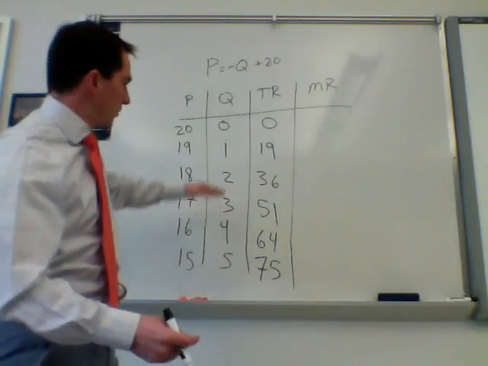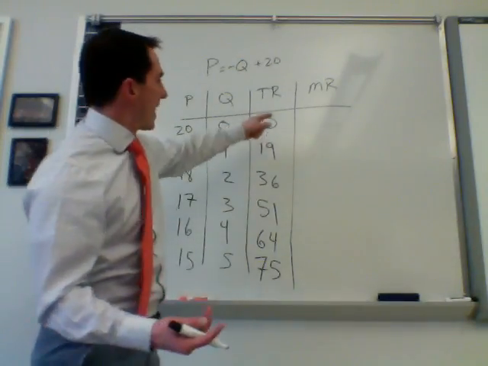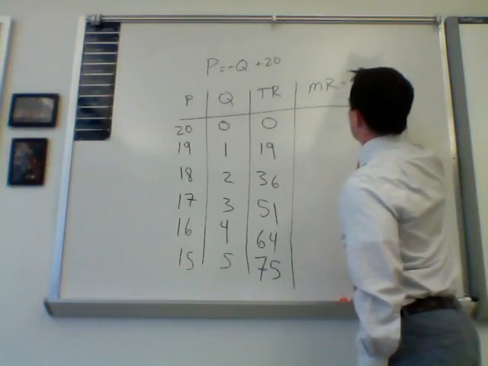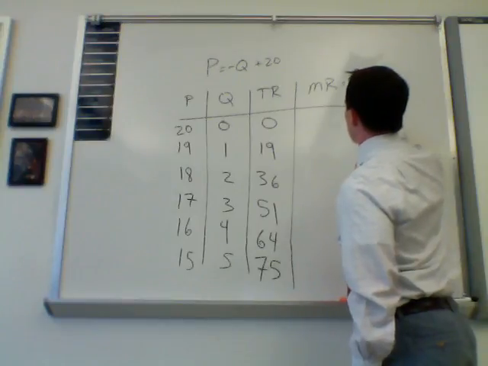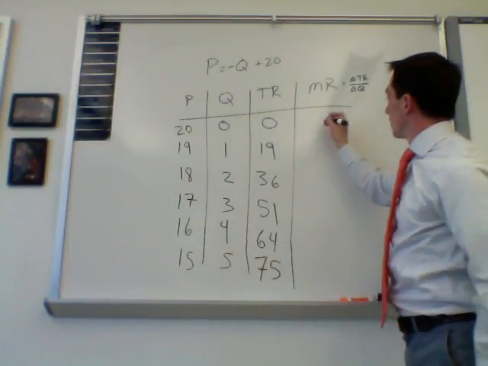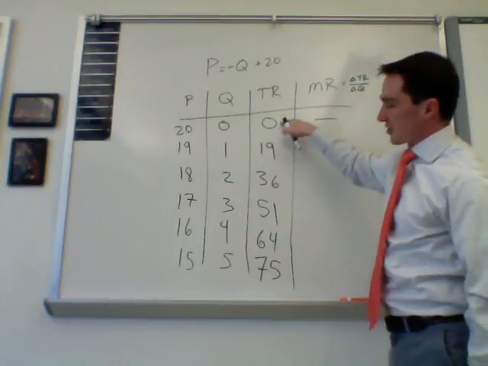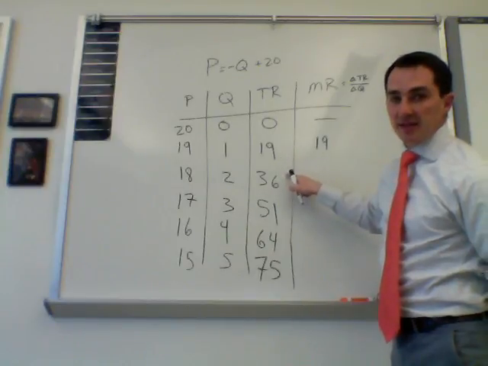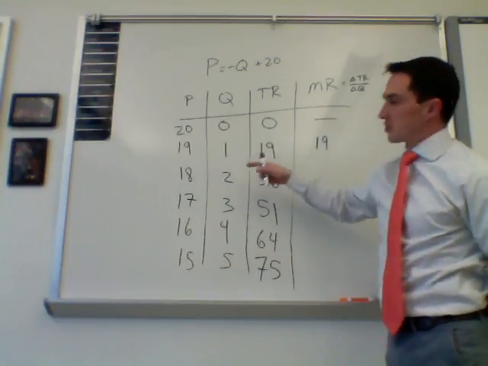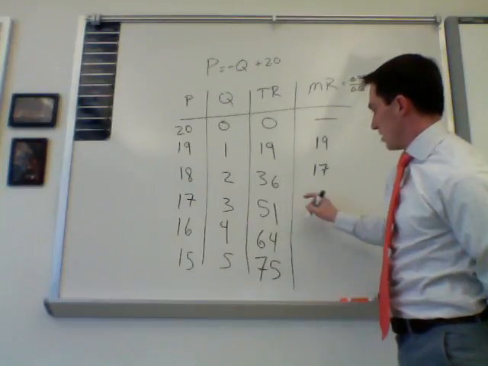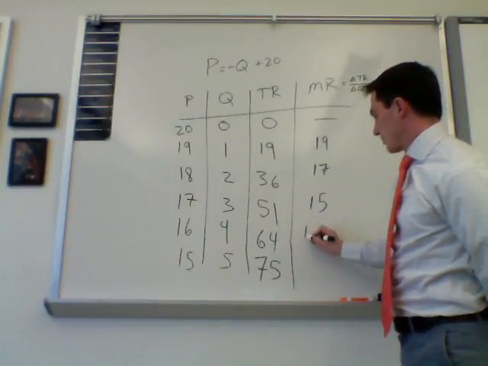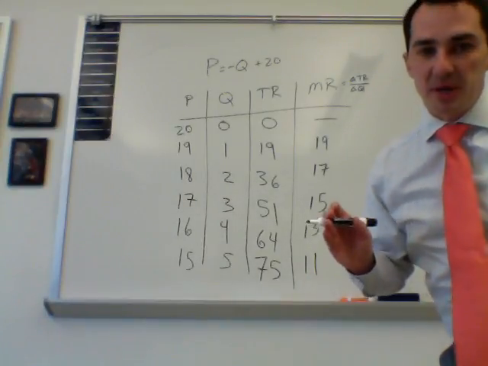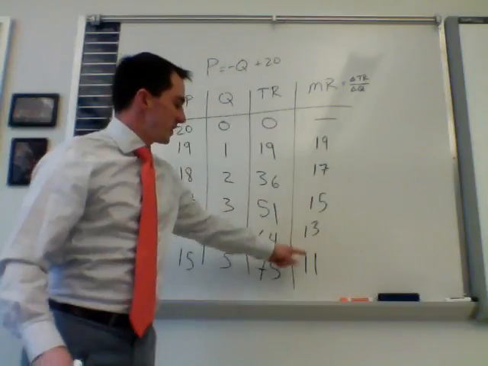How do we know the total revenue is increasing? Well, we see it going up and up and up, but we can measure that, and that's what marginal revenue is. Remember that marginal revenue is the change in total revenue divided by the change in quantity. There's nothing at first, then a change because it's starting: 0 to 19, it goes up by 19. Now I'm just subtracting these and dividing by the difference in quantity, which is just 1. So that's 17, 15, 13, and 11. And here's the big piece: this marginal revenue is decreasing.